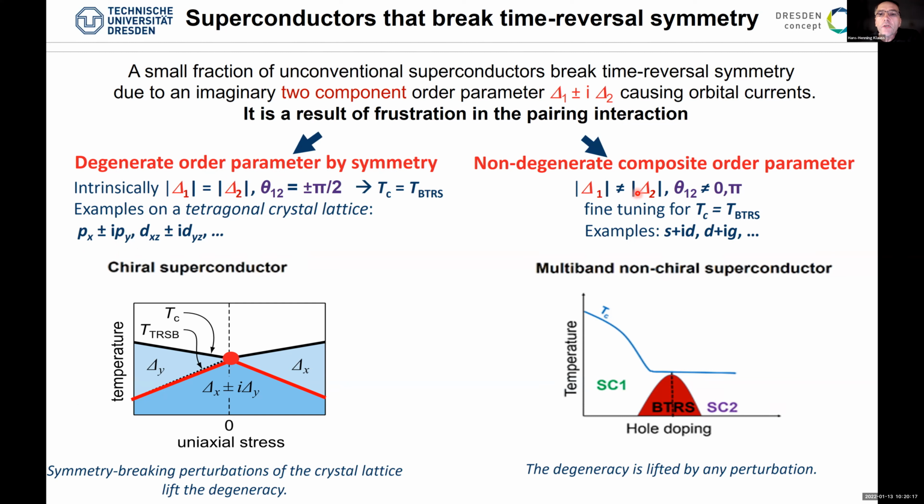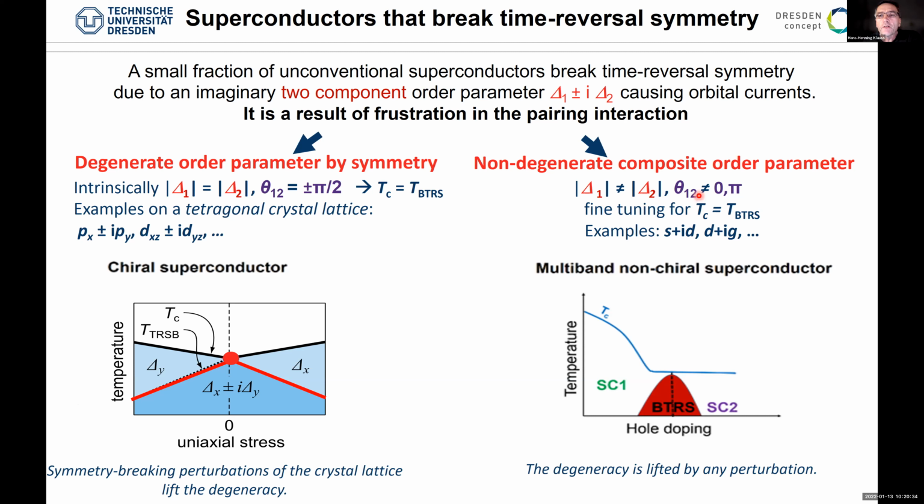In other cases, you can have two non-degenerate composite order parameters. So basically, when these two order parameters come from different irreducible representations, then they can have different absolute values, but they can also have other angles in between the two components.